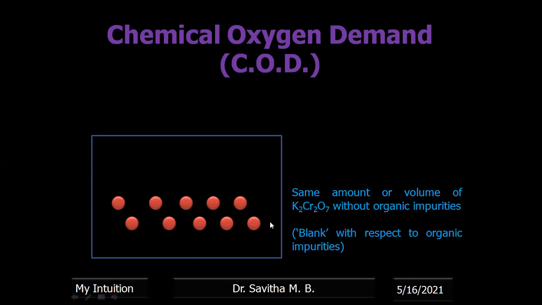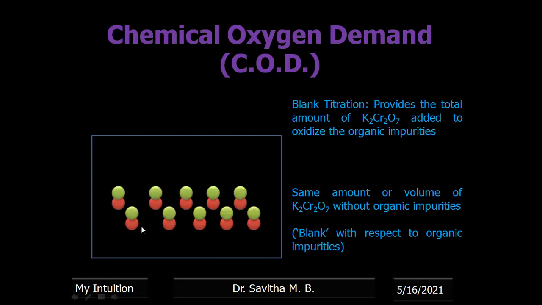Here also we are finding out how much is remaining, but what is remaining is equal to how much you have added because nothing is consumed, right? So you find out how much is actually added by titrating against FAS. Okay, so as much potassium dichromate is present, so much FAS will be consumed. You can do the titration by using ferroin as indicator, right?